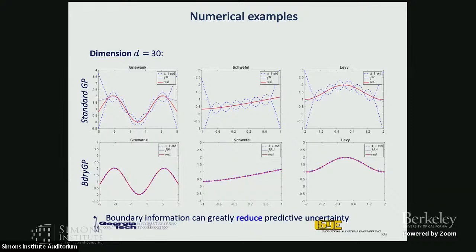the bottom one with the boundary GP. The boundary GP, what's amazing is it fits very well, and you can see it's very tight, very little error. Of course, this is still an easier problem than the Navier-Stokes equation with boundary. But it shows it's very encouraging and very promising. So the boundary can greatly reduce the predictive uncertainty.